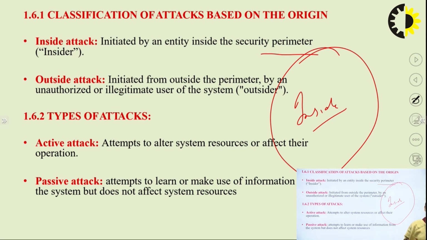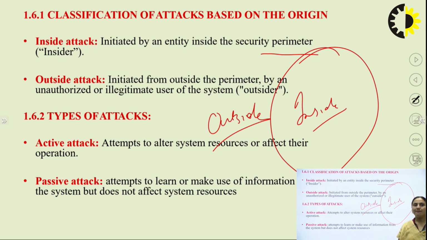So it's not always that you'll be getting attacks in the system only from the outside. Outside attack is initiated from outside the perimeter by an unauthorized or illegitimate user of the system, right? An outsider, that means an outsider of this particular perimeter of the system. Outside type of attack, that means outside the particular perimeter.